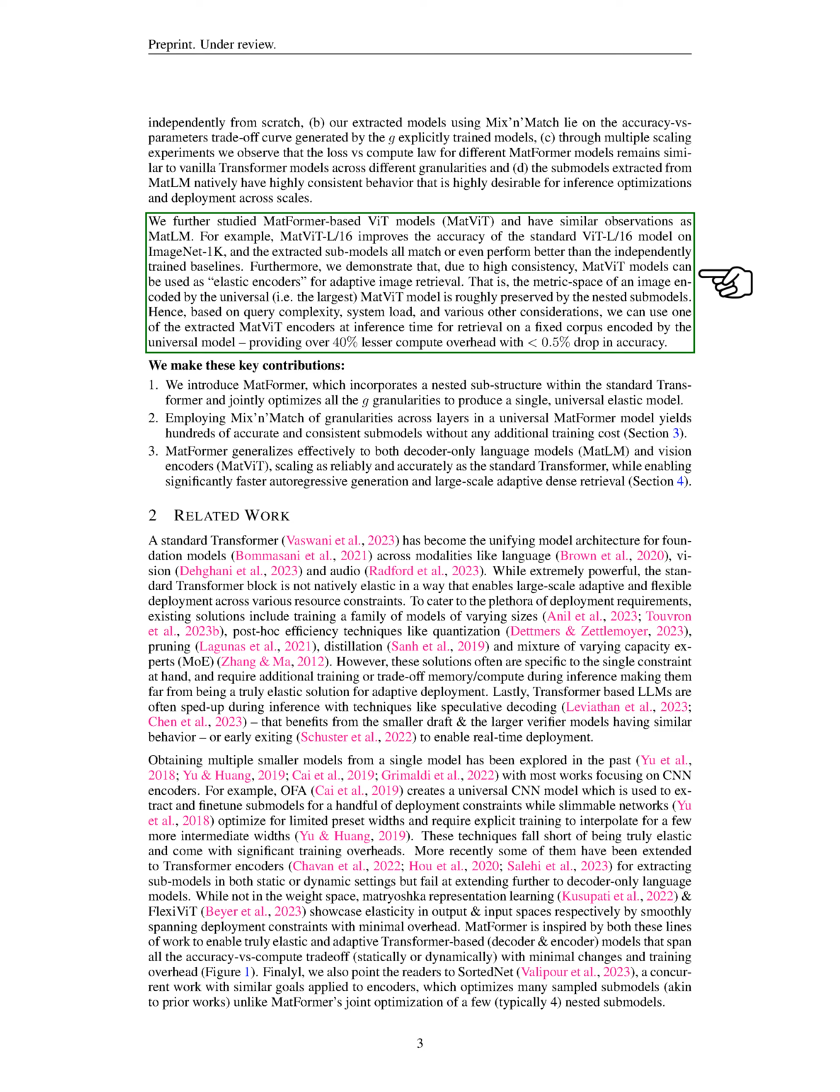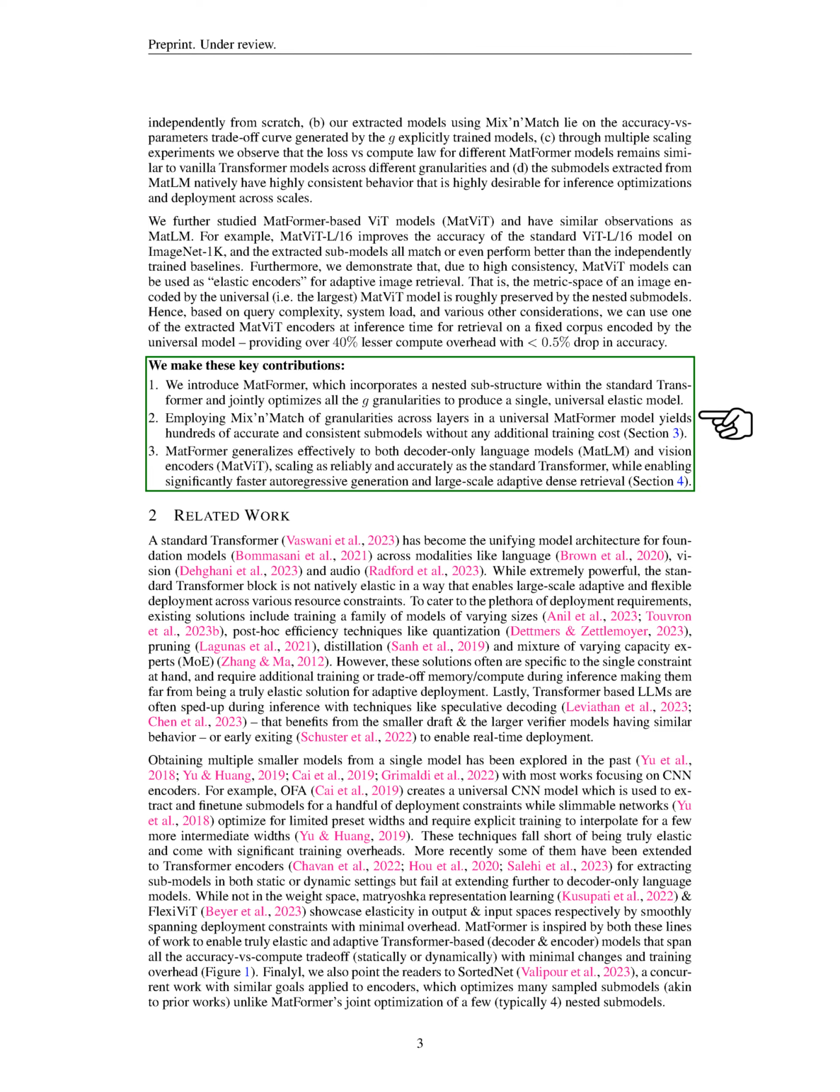Hence, based on query complexity, system load, and various other considerations, we can use one of the extracted MatViT encoders at inference time for retrieval on a fixed corpus encoded by the universal model, providing over 40% lesser compute overhead with less than 0.5% drop in accuracy.